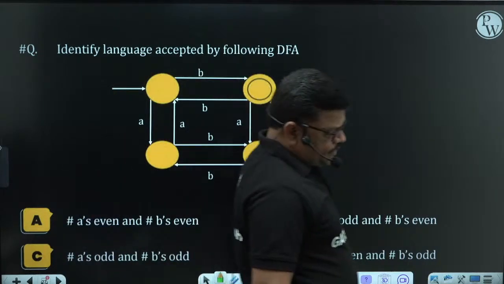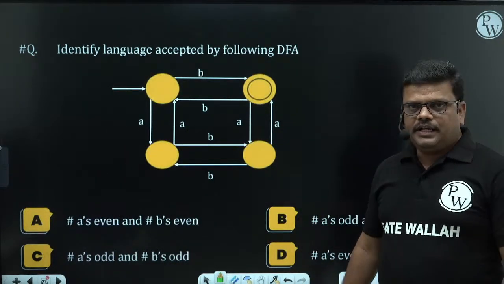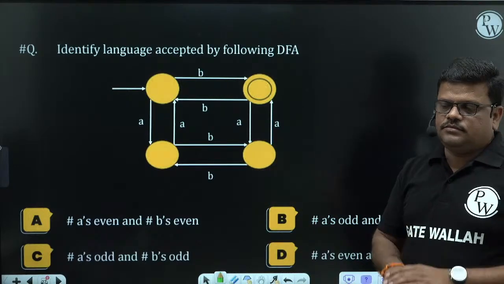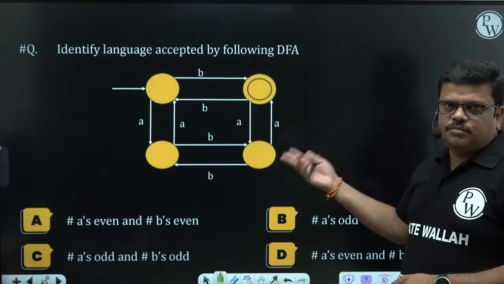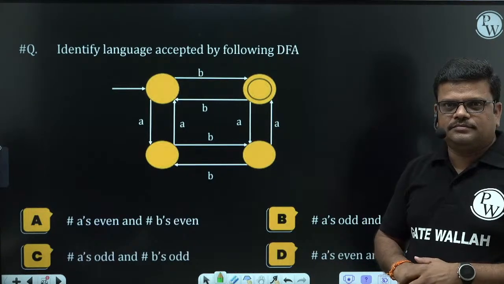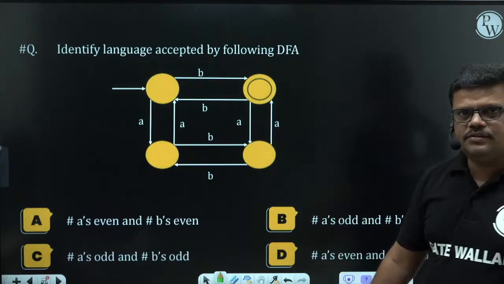So now, if any DFA is given for detection of language, the time required to solve this type of question will be in seconds, or 1 or 2 minutes maximum. Give the correct answer for this.